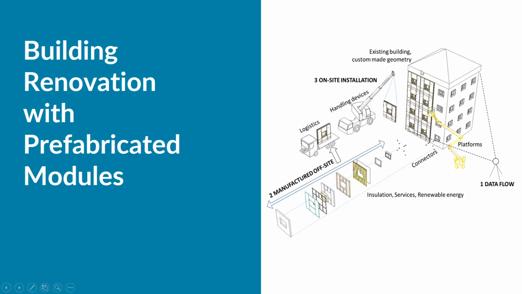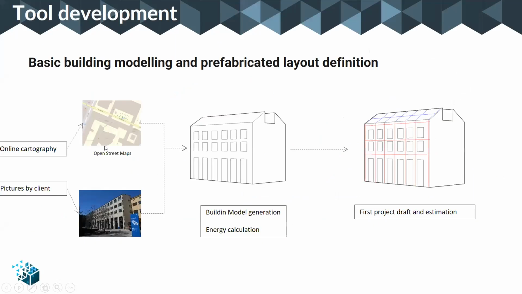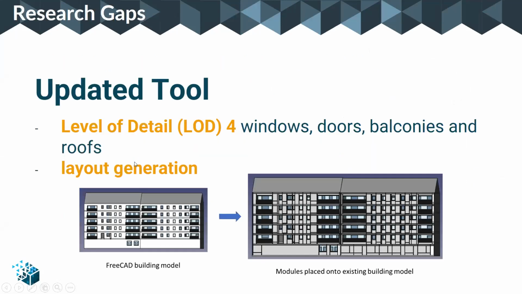We want to generate a building model only using geolocated 3D data, only using OpenStreetMaps. So what we are doing here is, with the information we can get from GIS or OpenStreetMaps and some pictures, we generate the building model. And with that, we can define how the prefabricated model should be, including the solar panels. Okay, so this is our objective. I think it's quite clear.